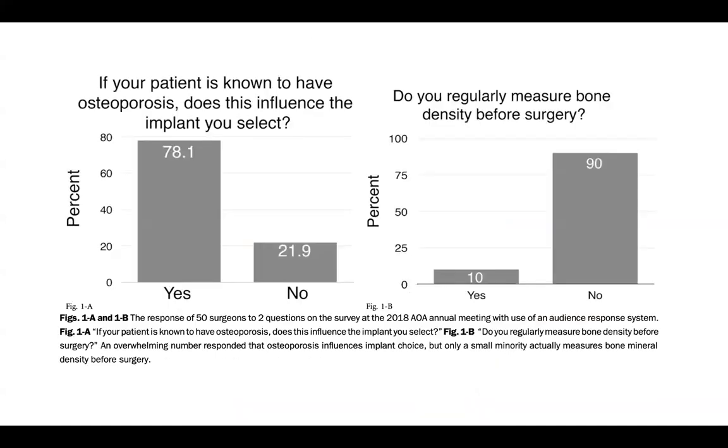This was a survey that was performed of 465 arthroplasty surgeons, and 77% of them indicated that poor bone quality would influence their decision of implant. But only 5% of them actually tested their patients for osteoporosis. A similar survey of surgeons at the 2018 AOA annual meeting found that 78% of surgeons believe that osteoporosis influences the choice of implant for arthroplasty, but only 10% of them recommended DEXA scan.